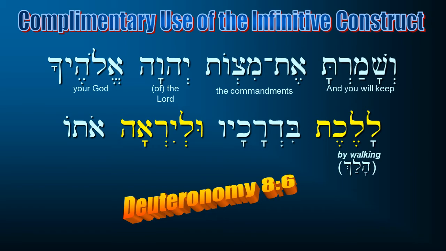Bidrakhav, in his ways, uleyirah, and by fearing. Yirah is the basic word there, but notice it's the infinitive again. And again, we have that L sound leading into it. So by walking and by fearing, oh, I'm sorry, otho, by walking and fearing him.